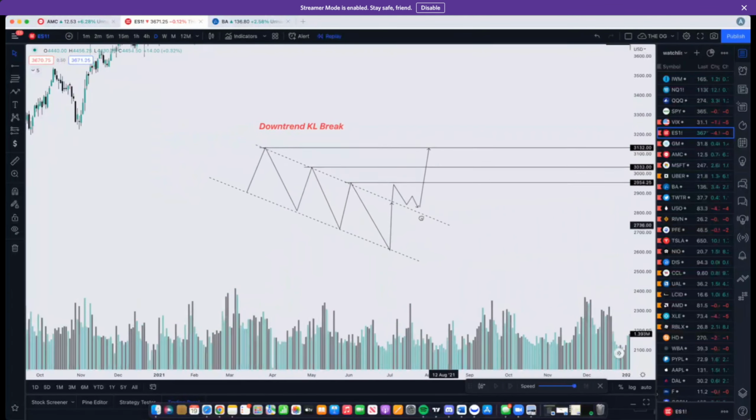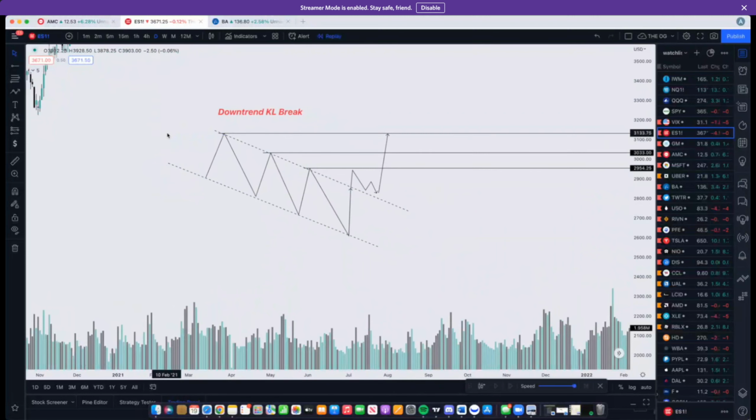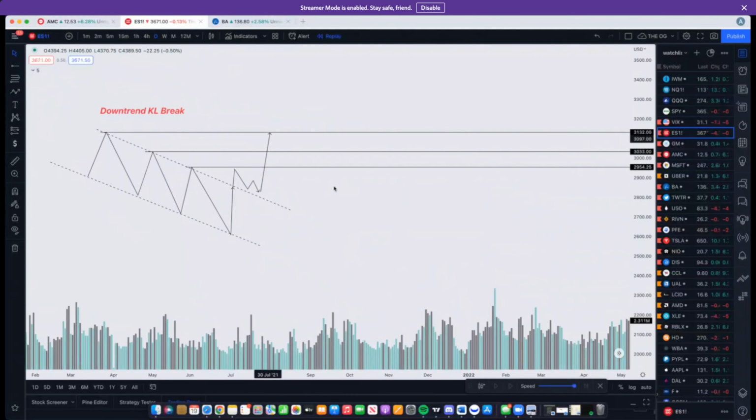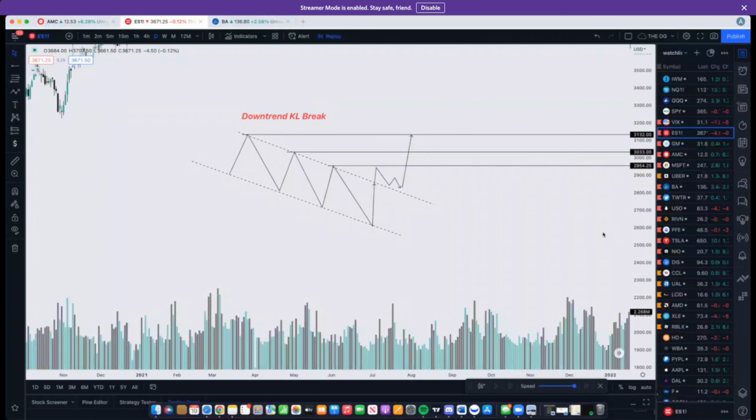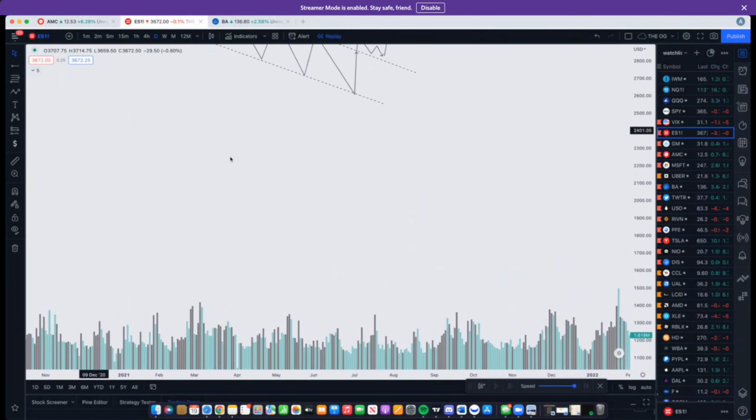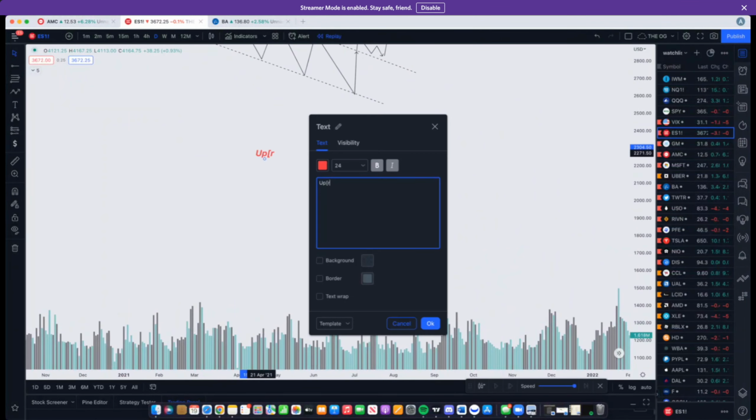I'm going to discuss those setups, but I'm going to discuss a channel breakout rather than just bouncing between a zone. This would be a high confidence setup for a downtrend key level break, right? What's my next setup? My next setup here is the uptrend key level break, right?